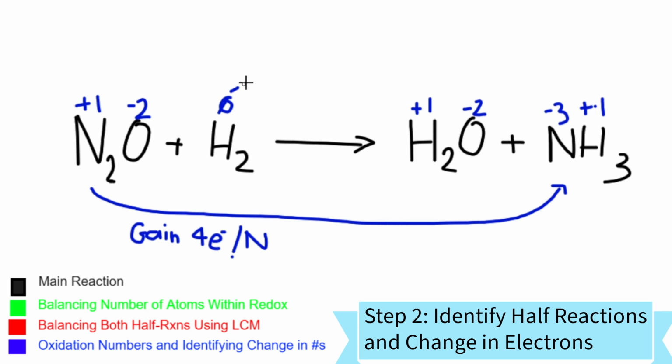Now the other one is from the hydrogen in H2 to H2O. Of course, we need to write separate parts of the reaction. So there is a loss of one electron per hydrogen, because it goes from 0 to positive 1. Each electron is a negative charge. So since it went up, there's a loss of electrons in hydrogen.